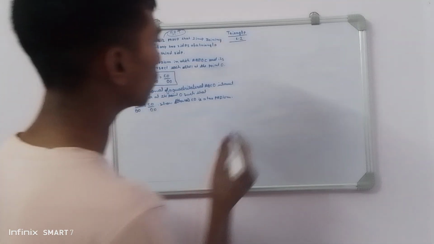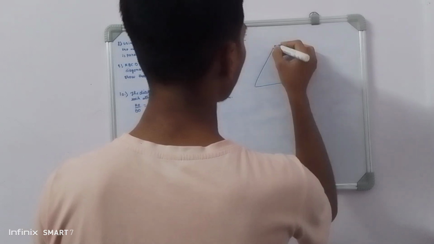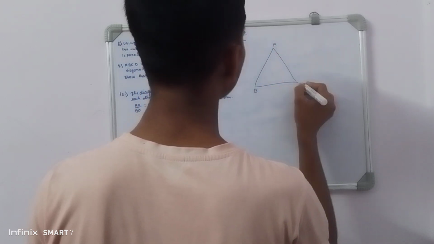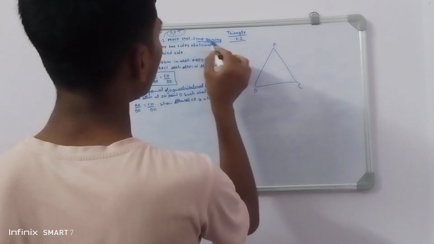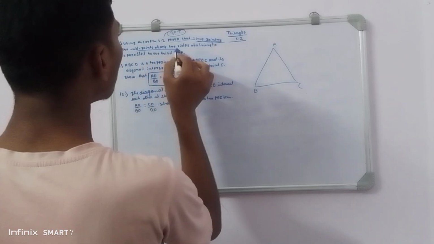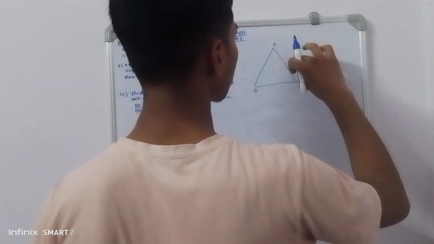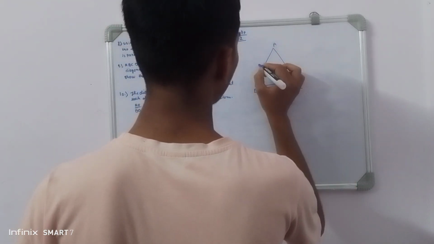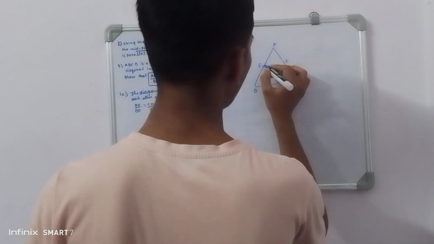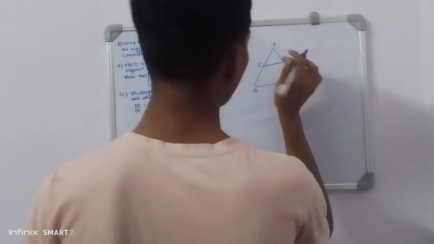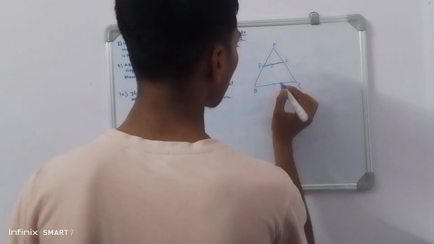So what we have to prove? Let's suppose we have a triangle named ABC. The question says a line joining the midpoints of any two sides of the triangle. Let's suppose we have the two sides AB and AC. Let the midpoint of AB be E, and the midpoint of AC be F. So the line joining the midpoints of AB and AC, which is EF, will be parallel to BC.